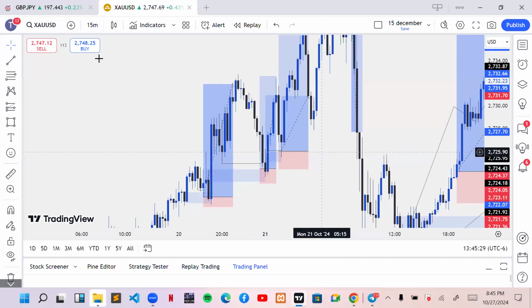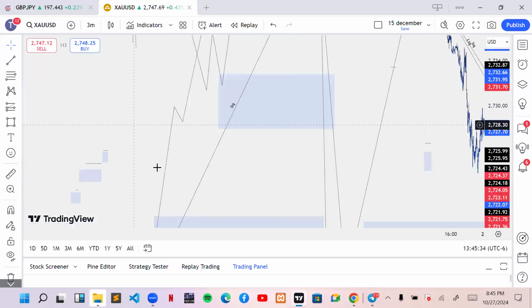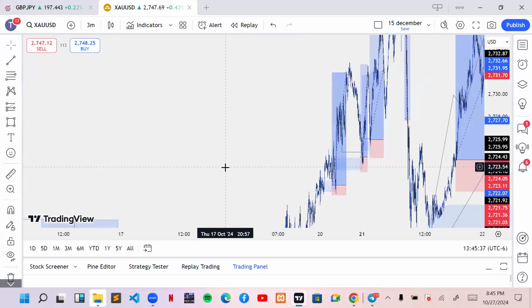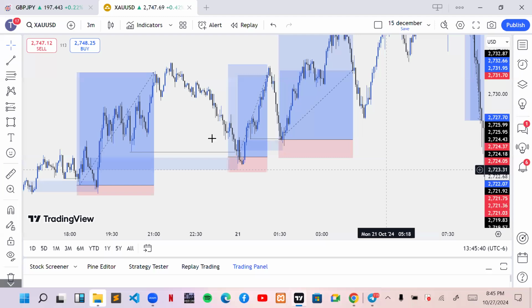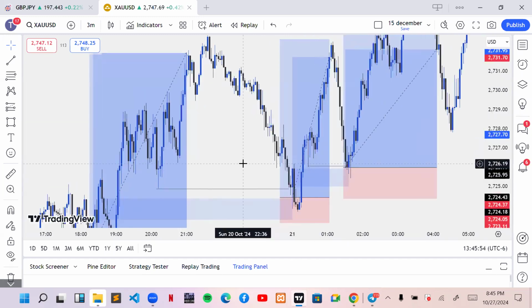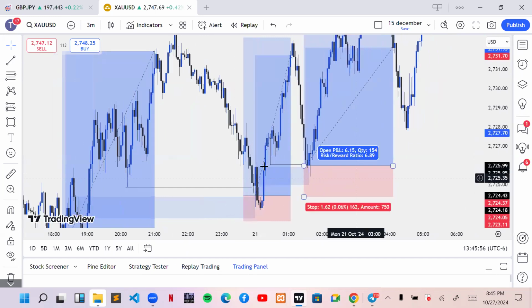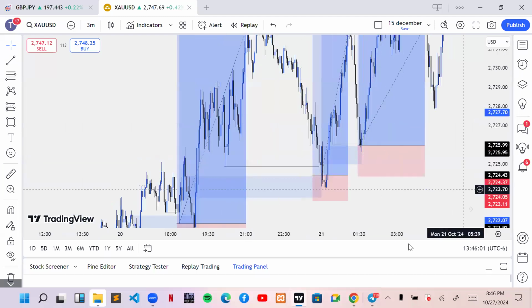For this third entry, it is a breaker block on the 3 minutes time frame, I think. There was also another structure shift here, lower highs and lower lows. The market shifted and broke this last high. After that, there was this inducement that was formed, and then I used this breaker block here to get my entry for the buy. So that was how I got these consecutive buys: first one, second one, and then this third one.